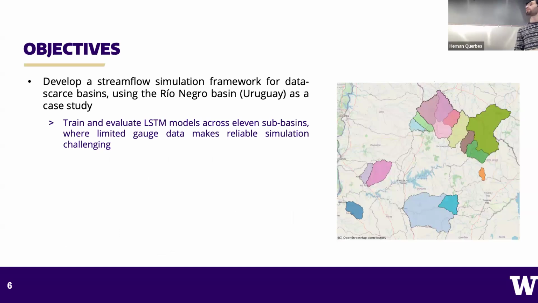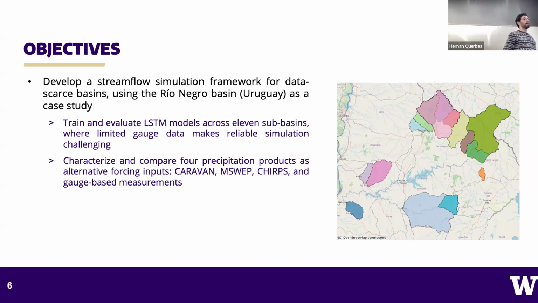So about the objectives of this project. In this figure, we can see some sub-basins in the Rio Negro basin. Here there are 16, then I subset them to 11 because of data quality requirements. But the idea is to basically train LSTM models across these 11 sub-basins that have, again, limited gauge data. For this, I will characterize 4 different precipitation products: CARAVAN, MSWEP, CHIRPS, and gauge-based products.